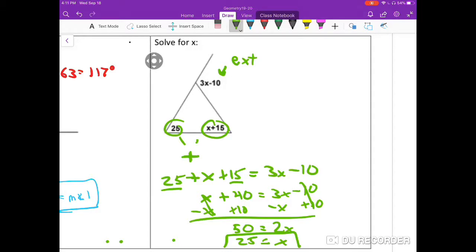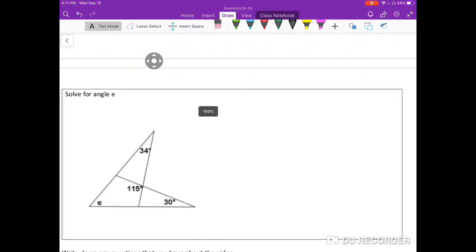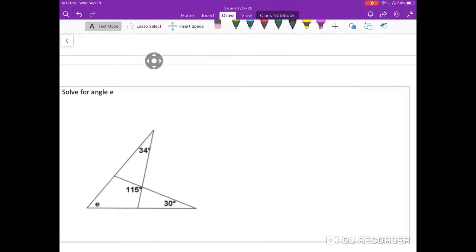All right, so I only got one more for this one. I figured I made this one pretty short. Hopefully you guys will enjoy that. So on solve for angle E, there's probably 3 or 4 ways to do this question. I'm going to show you the way that stands out to me the most.